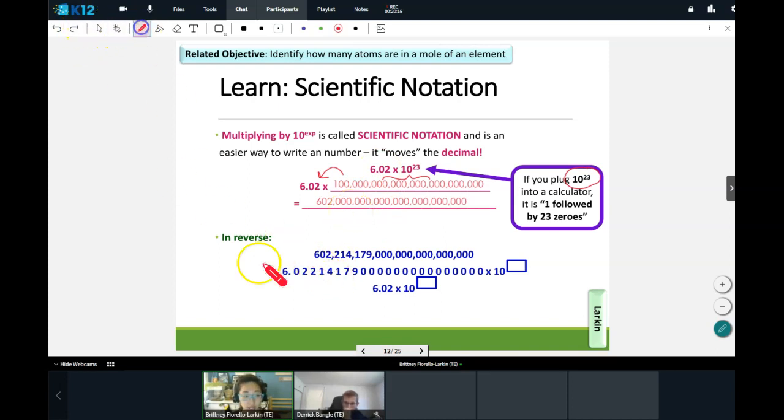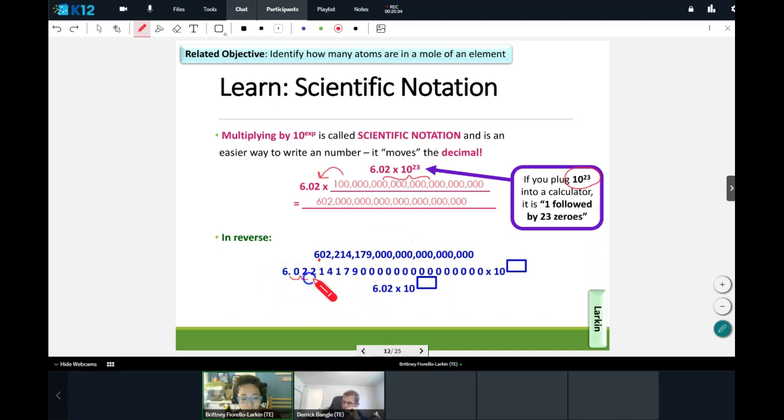So again, all we need to do is put a decimal right after our first digit, which is that 6, and then take a look at how many times we move that decimal. This is kind of a trick once you have learned scientific notation. Again, you don't need to know a huge amount about this. Just know that if you ever see scientific notation, this is what's happening.